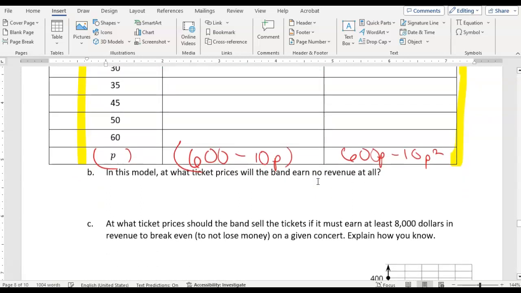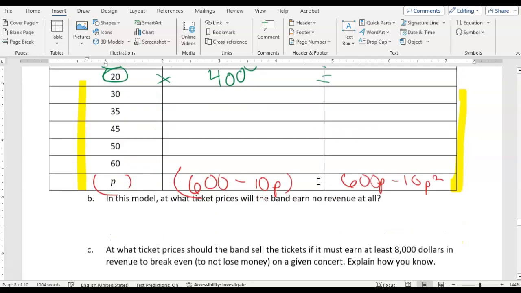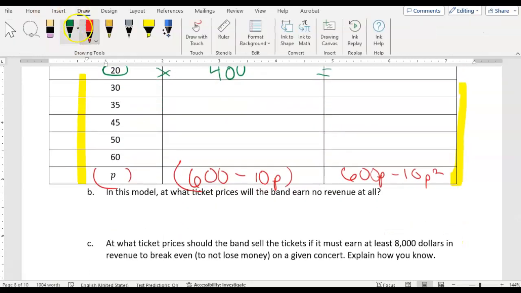It says, in this model, at what ticket prices will the band earn no revenue at all? So obviously, if we have $0, then they will not earn money. And then also, if we get to 60, we'll get 600 minus 600, which is 0. So if they are $60, we will also not get any money.